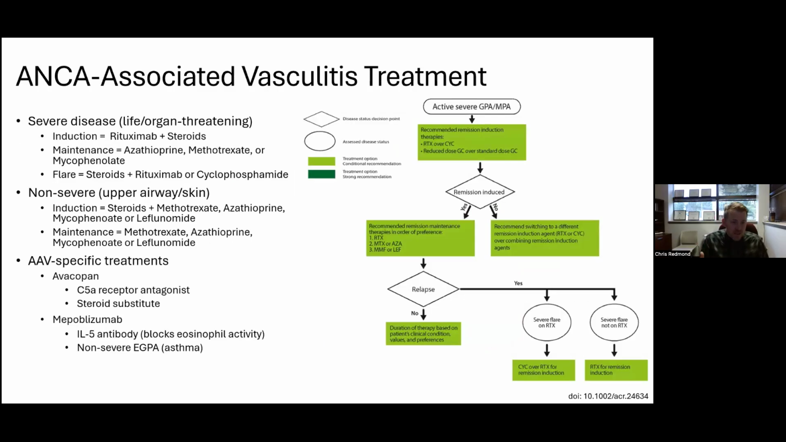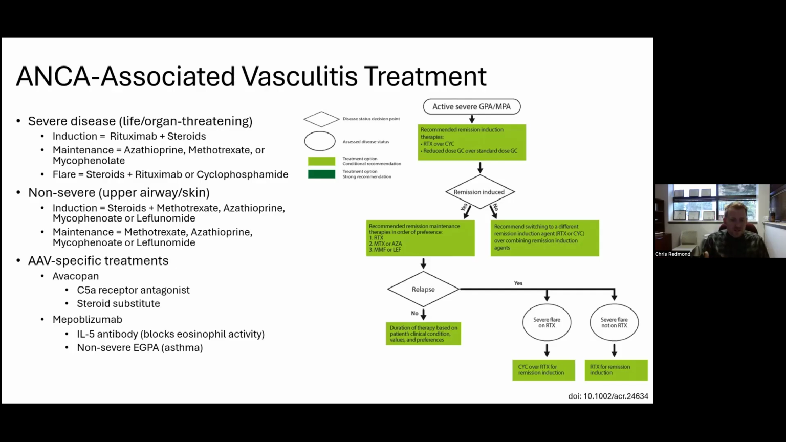How do we treat it? Severe disease, it's rituximab, which is a B-cell depleting therapy, with steroids, and then you give conventional DMARDs, things like azathioprine, methotrexate, CellCept, stuff that's used for lupus, vasculitis, and multiple conditions in rheumatoid arthritis. If they flare, then you can use a chemotherapy called cyclophosphamide, or you can actually use that up front too for induction therapy. And really, if you flare, you kind of switch.